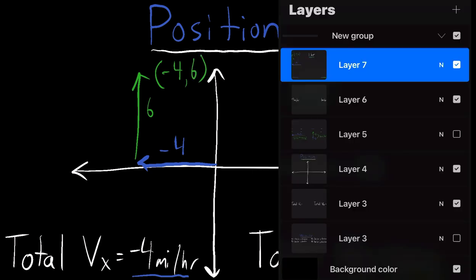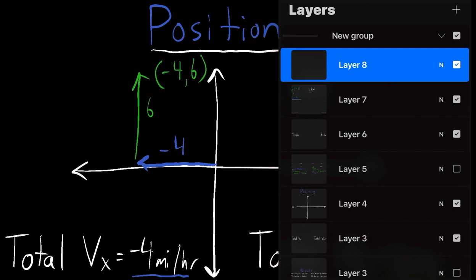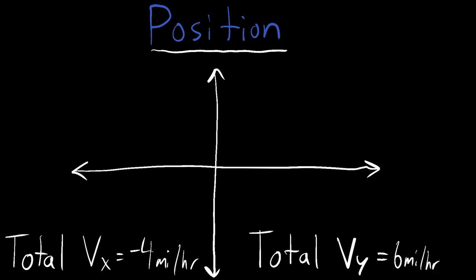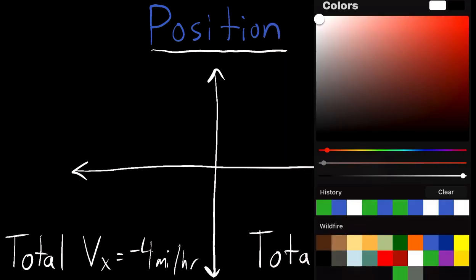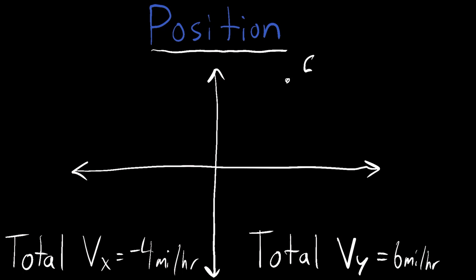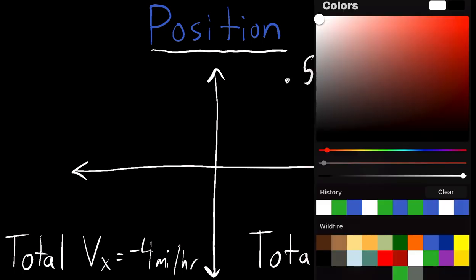So your total is going to come out to a negative 4, positive 6. Now we could do something else here. We could say, what about if we wanted to plot this after half an hour? So we're just going to do it separately again.